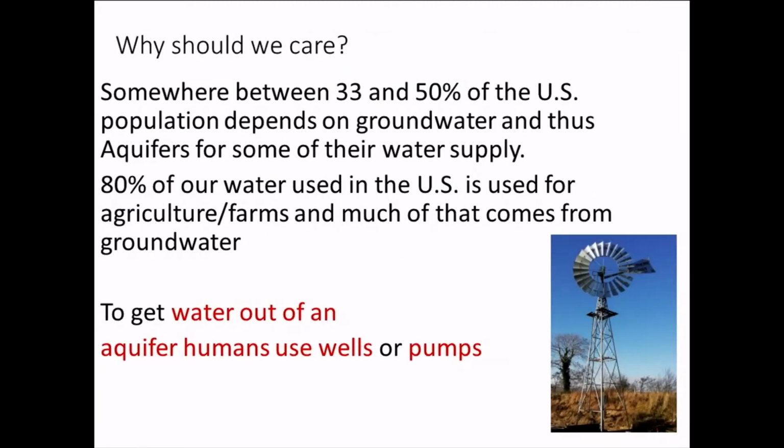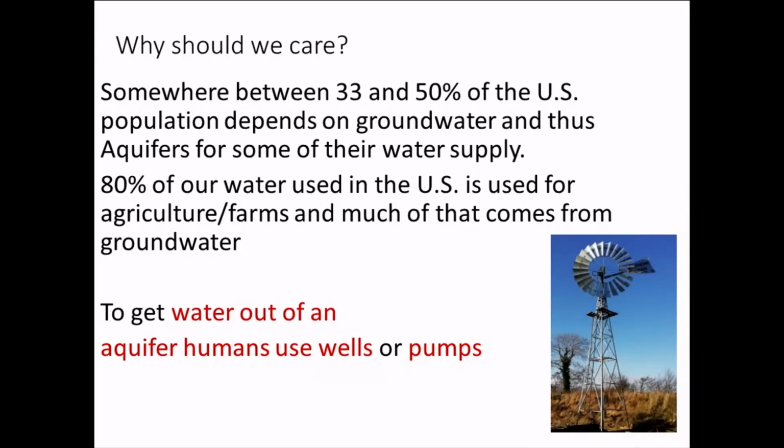Why should we care about aquifers? Well, 33 to about 50% of the U.S. population depends on groundwater for their water supply. Also, groundwater is used for agricultural purposes, including farming and ranching, and a lot of that comes from groundwater instead of surface water. So groundwater is very important, not just for drinking, but also for food supply.